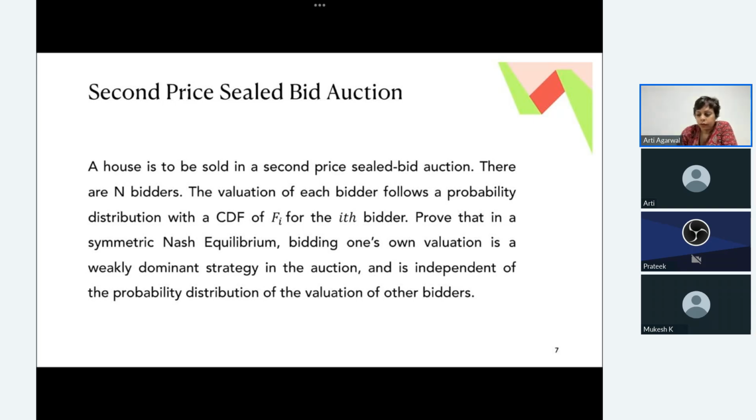Okay, so I'll take a short break here for 5 minutes or something, and I'll be back. And when I'm back, I will discuss the second price sealed bid auction and how we go about proving this. It's not a very difficult proof. Actually, I will ask you to try this out. This is a very simple proof, but we'll discuss it anyway.